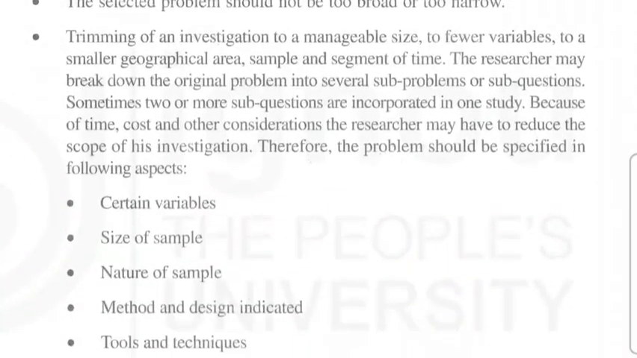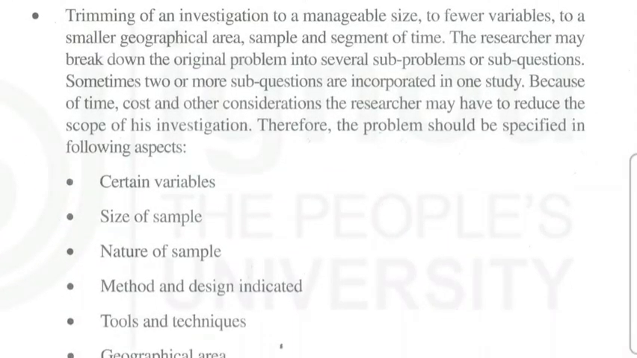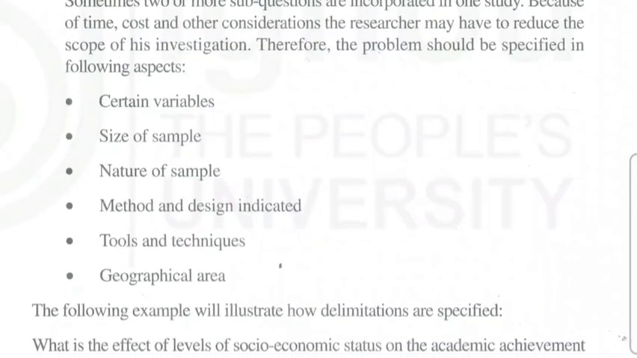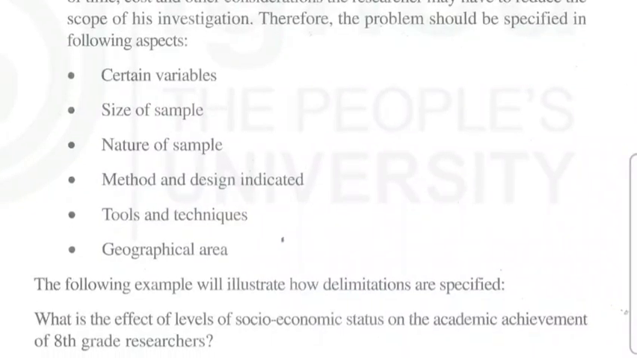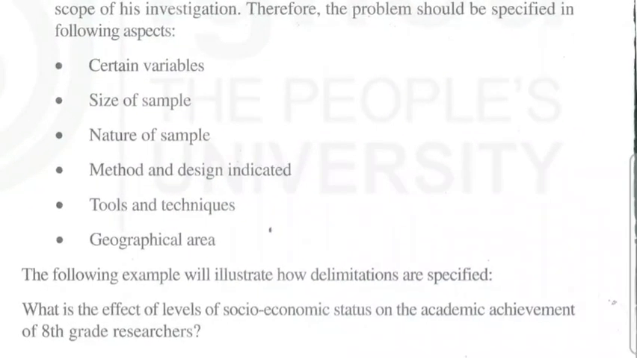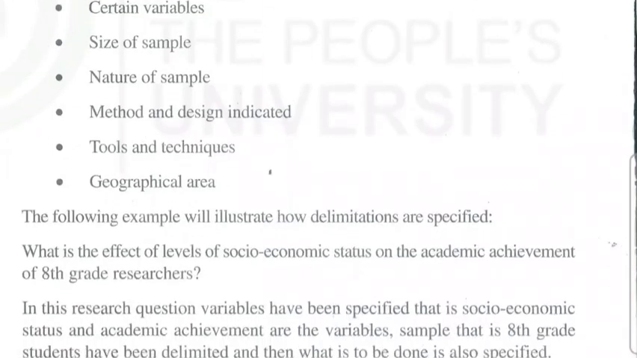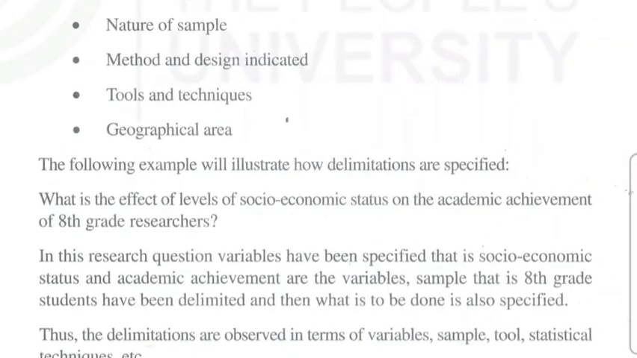Trimming of an investigation to a manageable size, to fewer variables, to a smaller geographical area, sample, and segment of time. The researcher may break down the original problem into several subproblems or subquestions. Sometimes two or more subquestions are incorporated in one study. Because of time, cost, and other considerations, the researcher may have to reduce the scope of his investigation. Therefore, the problem should be specified in the following aspects: certain variables, size of sample, nature of sample, method and design indicated, tools and techniques, geographical area.